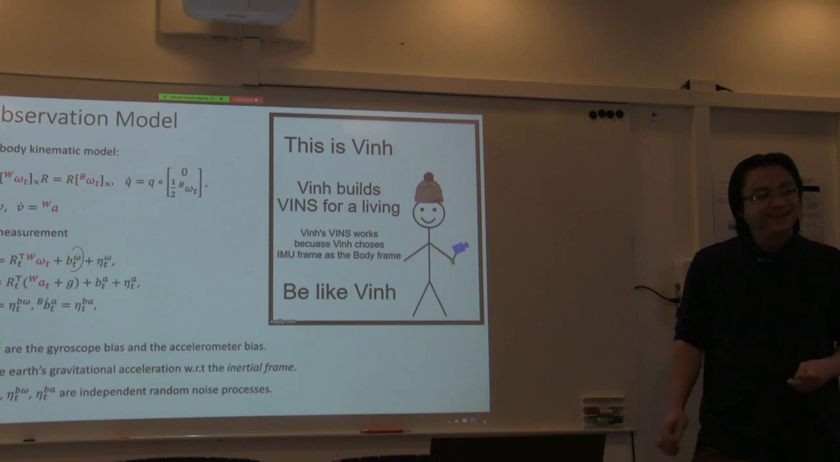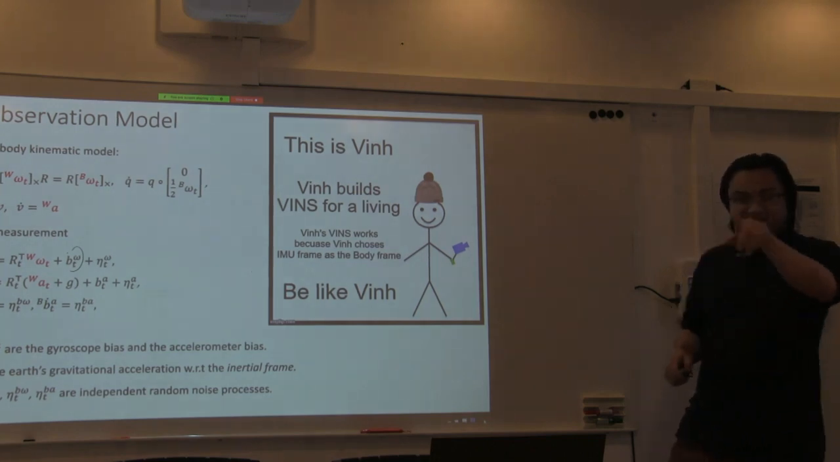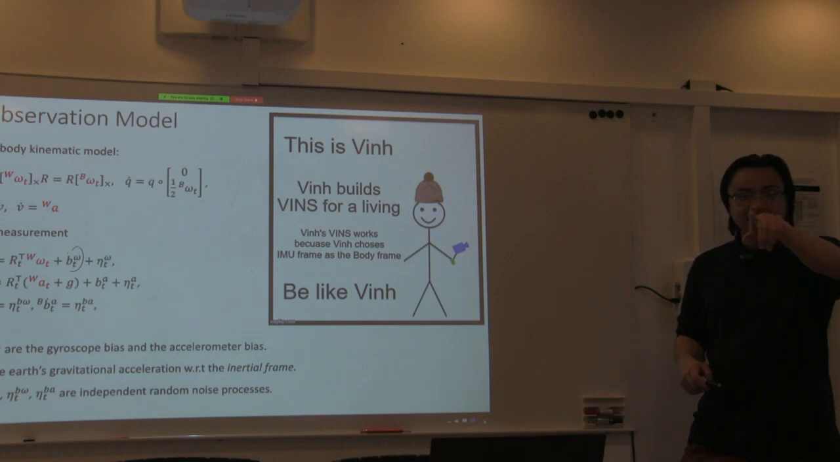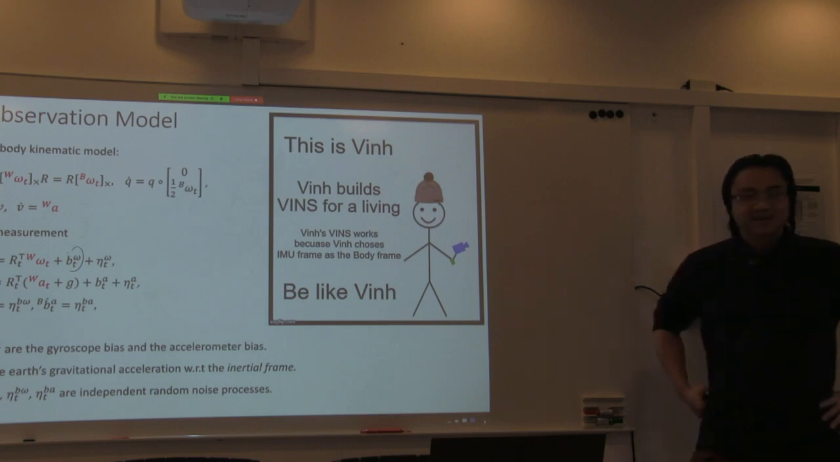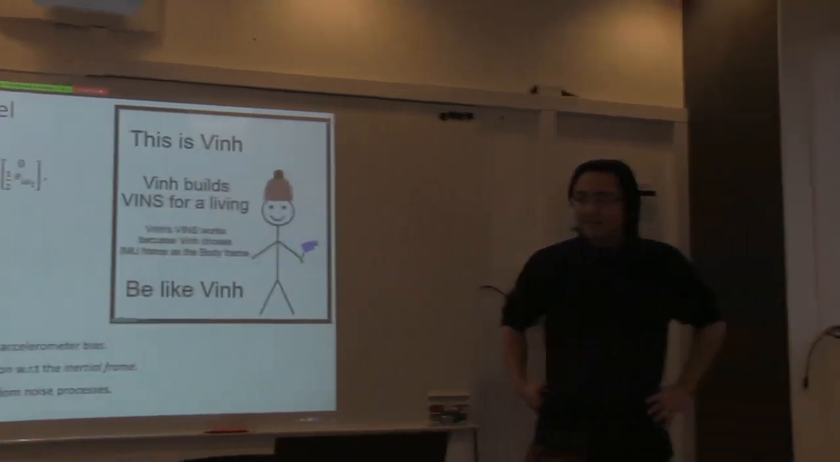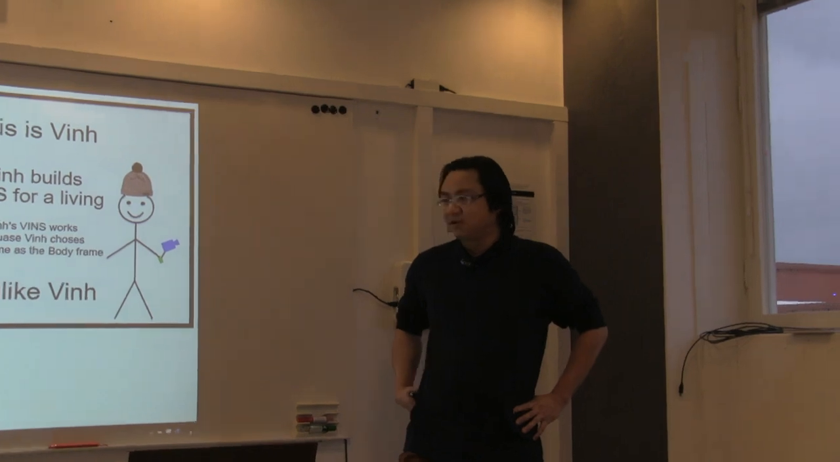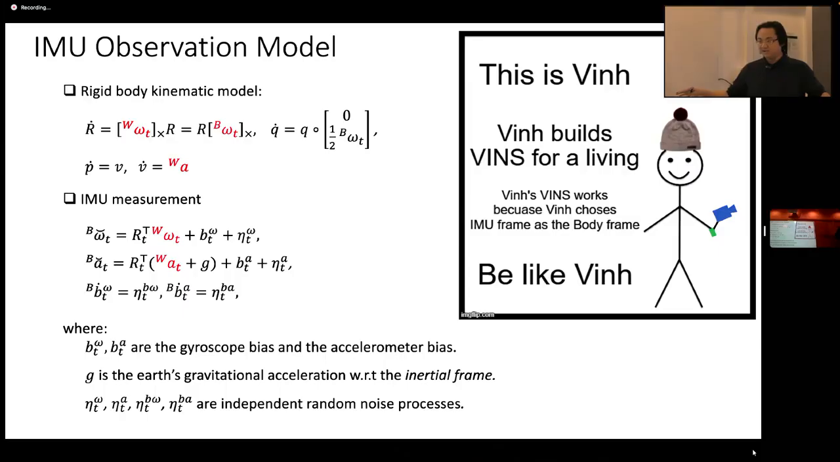Let's see. You have an idea? The orientation. It's mathematically impossible to. I mean, even if you have no noise, no bias, it's mathematically impossible to recover the motion of a camera from the IMU measurements.